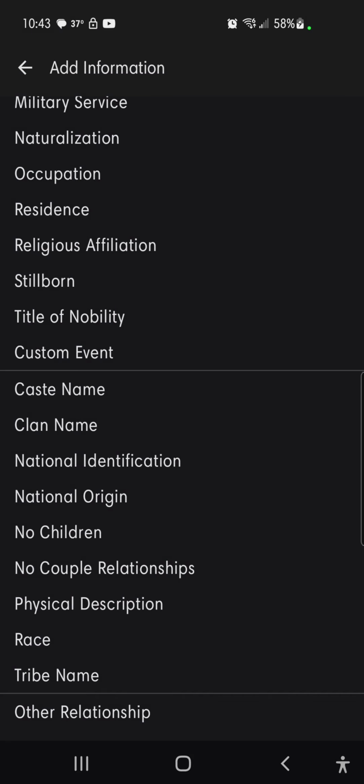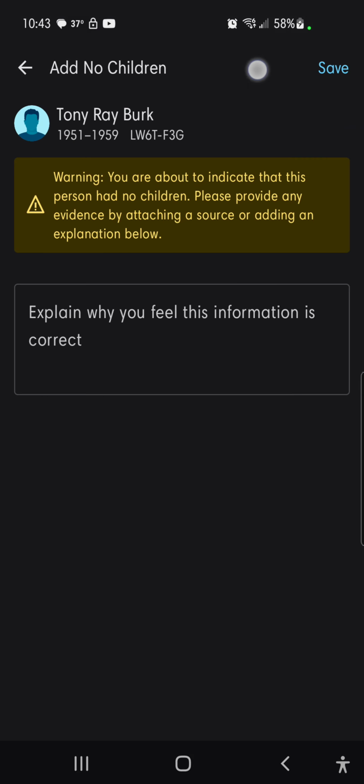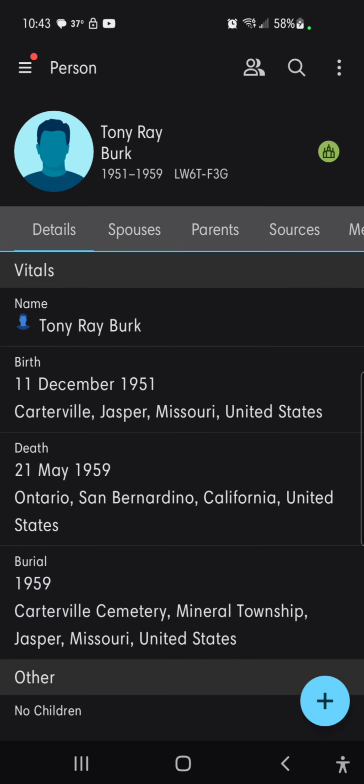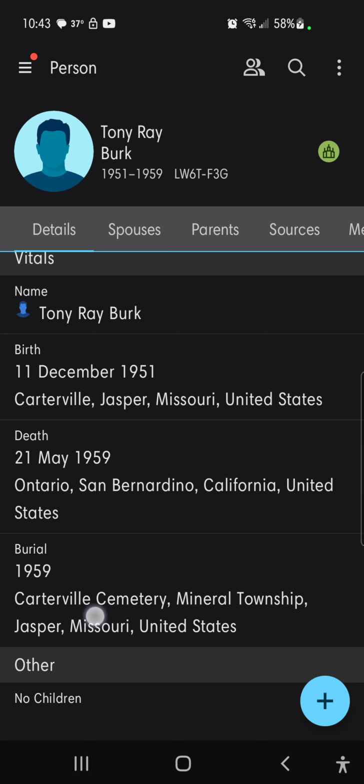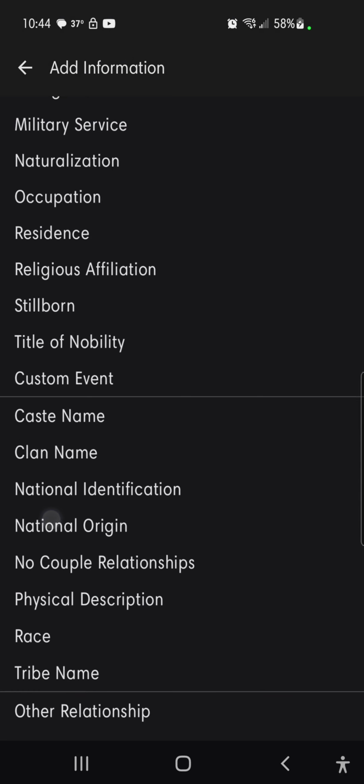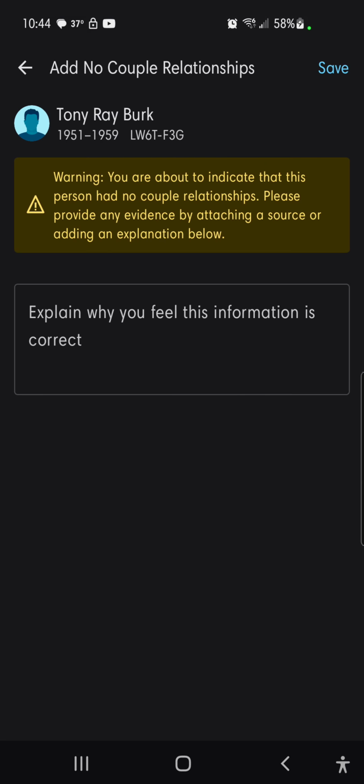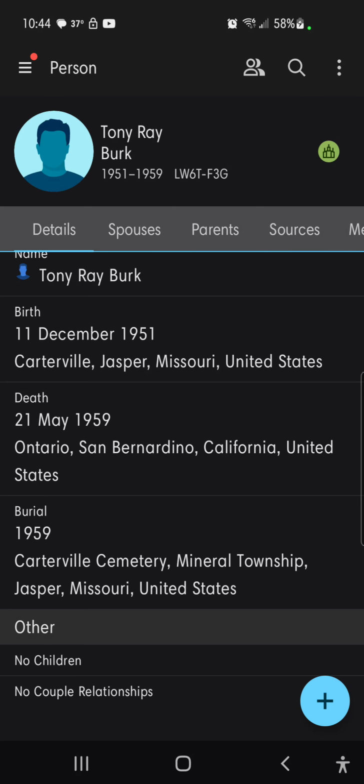So we're going to add these one at a time. No children, and we're simply going to save. There's no reason to say why. No need to say why. Anybody who looks at the birth and death dates will get that. And we have also no couple relationships. Same deal. I don't need to bother to give a reason because the child died at age 7.